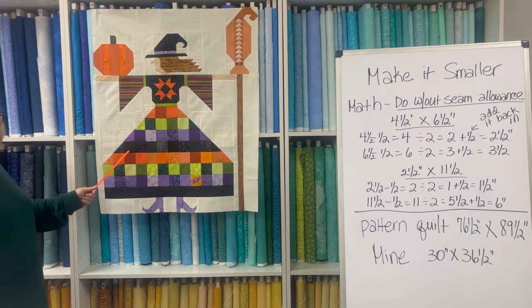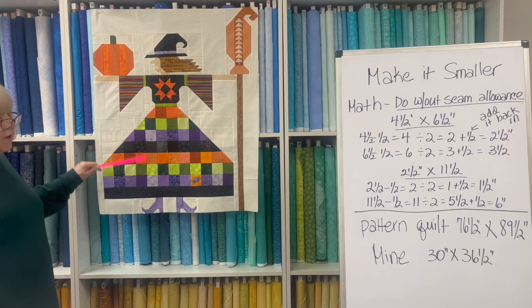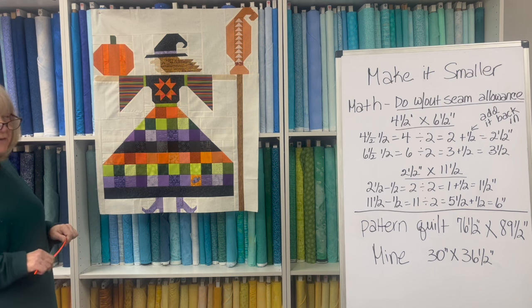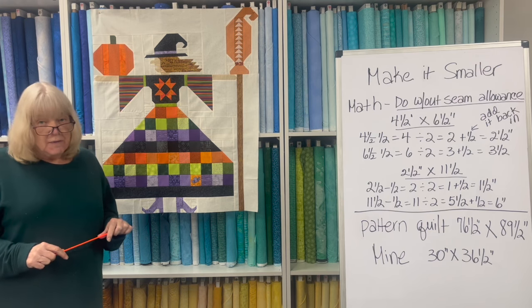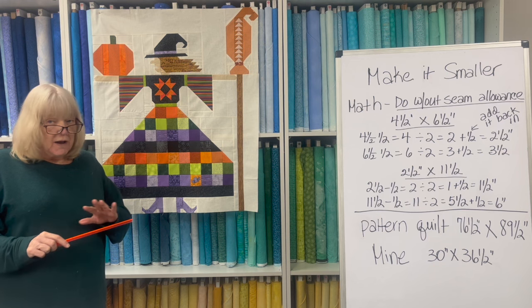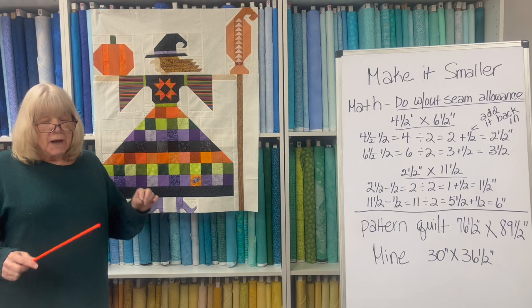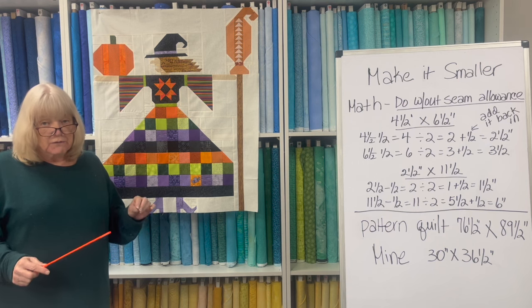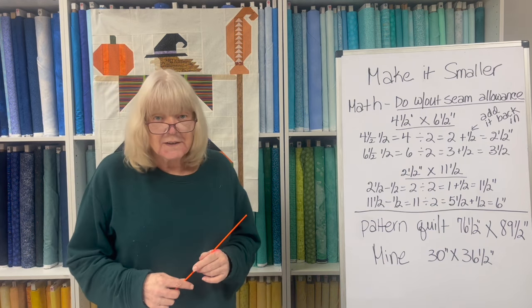And it is half the size of the original pattern. The witch is half the size. The quilt is not exactly, because of the change that I made in it. But I want to go through the math with you. I'm not going to do every single block. We've done quilters math before. I do want to just do a review. So let's get to the math.